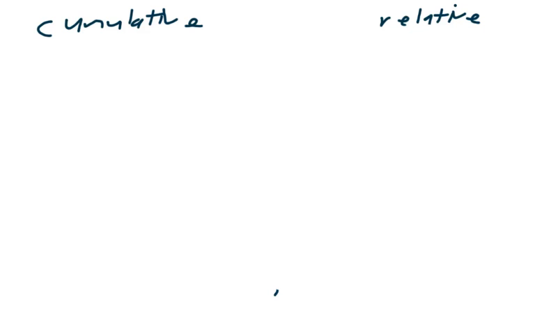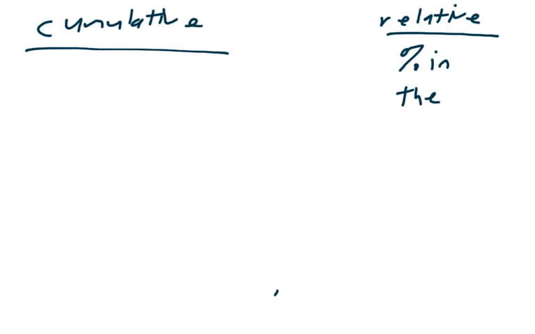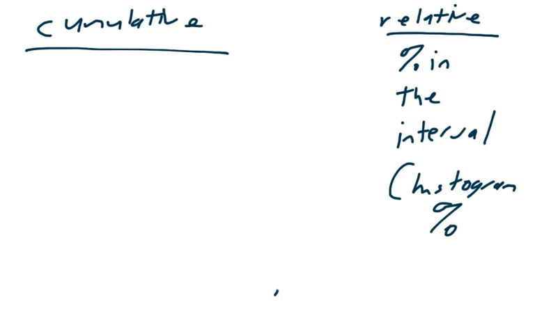When we're talking about cumulative frequency versus relative frequency, relative frequency is basically the percent in the interval. When we do this, it looks sort of like a histogram, except there are percentages on the left side.